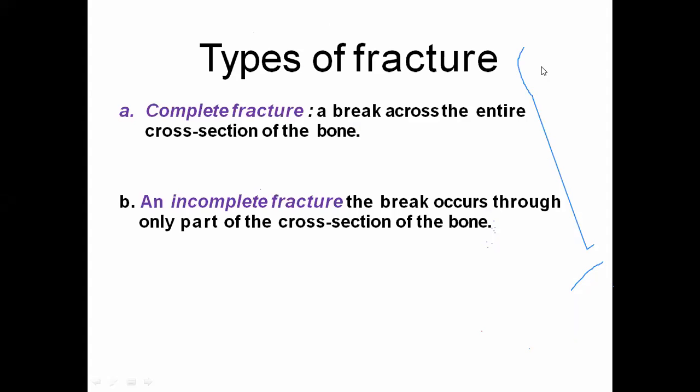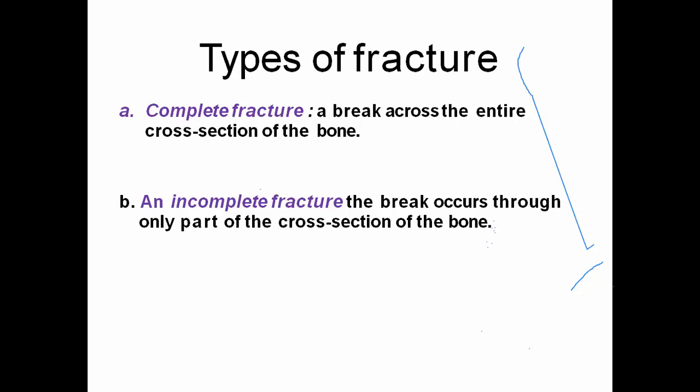So now coming to the types of fracture. All of you are aware of this. Now you tell me what is a complete fracture and what is an incomplete fracture. Complete fracture: there is a break across the entire cross section of the bone. An incomplete fracture: the break occurs only through part of the cross section.